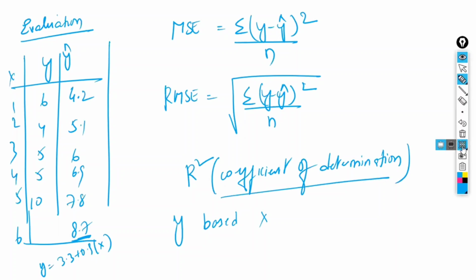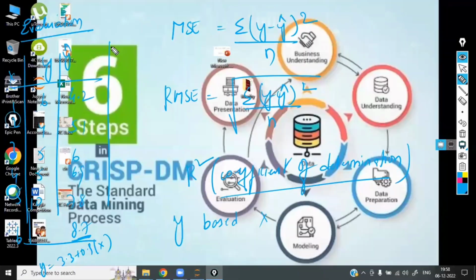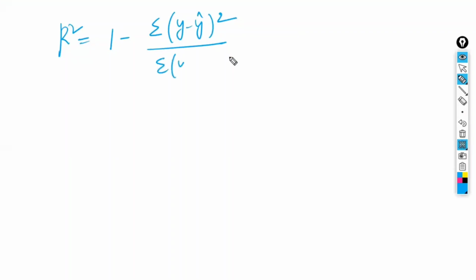Now this coefficient of determination is calculated based on the formula R square is equal to 1 minus sigma of (y minus y hat) whole square divided by sigma of (y minus y bar) whole square. Don't write the formula. Here the formula is not important. How it is derived and what is the importance of this is important.